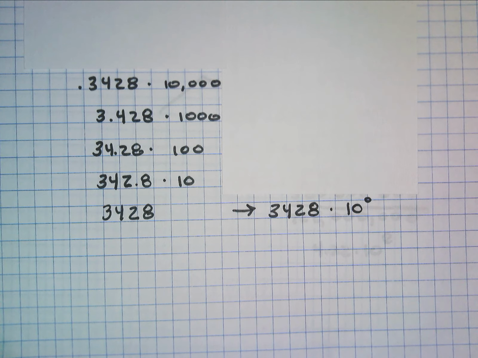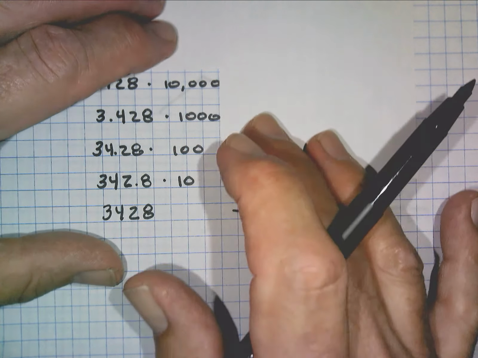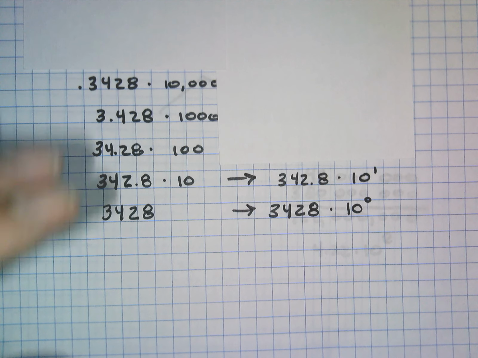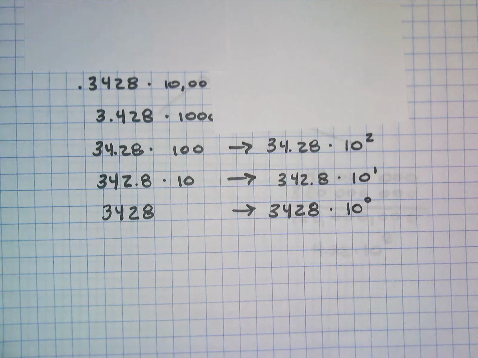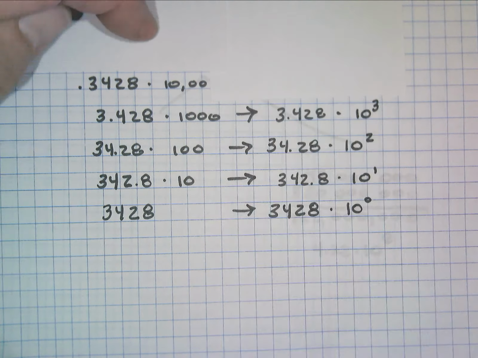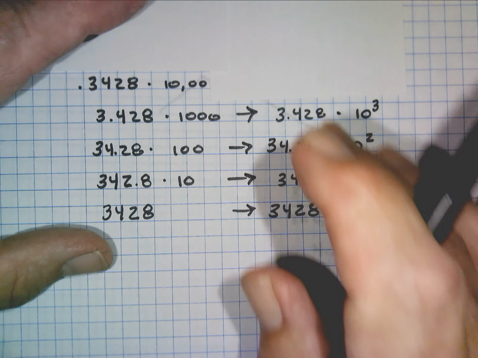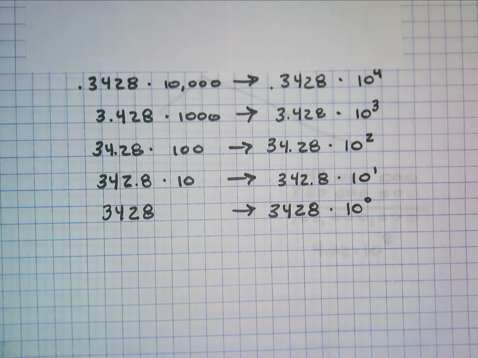I'm going to write 342.8 times 10 as 342.8 times 10 to the first. 10 to the first is 10. Anything to the first is itself. I'm going to write 34.28 times 100 as 34.28 times 10 squared. These are all the same quantity. I'm just going to change some numbers to make life easier for myself, and you'll see why in a minute. 3.428 times 1,000 is 3.428 times 10 to the third. And finally, 0.3428 times 10,000 is 0.3428 times 10 to the fourth.